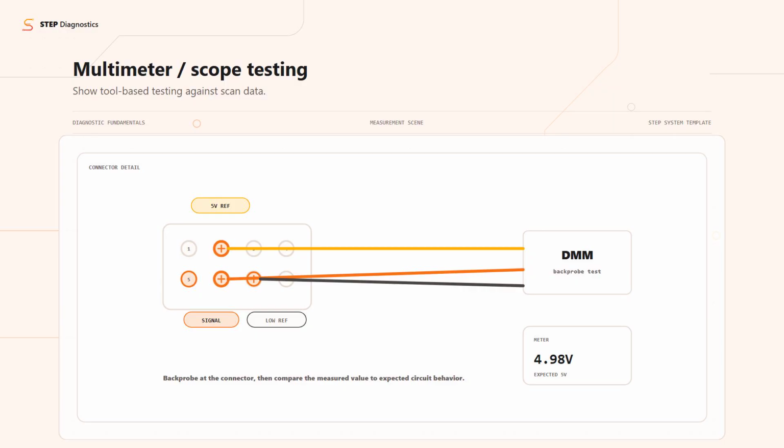Multimeter for power, ground, signal basics. Scan tool for live data comparison. Measurements matter most when they are tied to the expected condition and the exact point the ECU uses for its decision. A reading is only useful when you know what the circuit was supposed to do, where you measured, and whether the system was loaded or changing at the time.